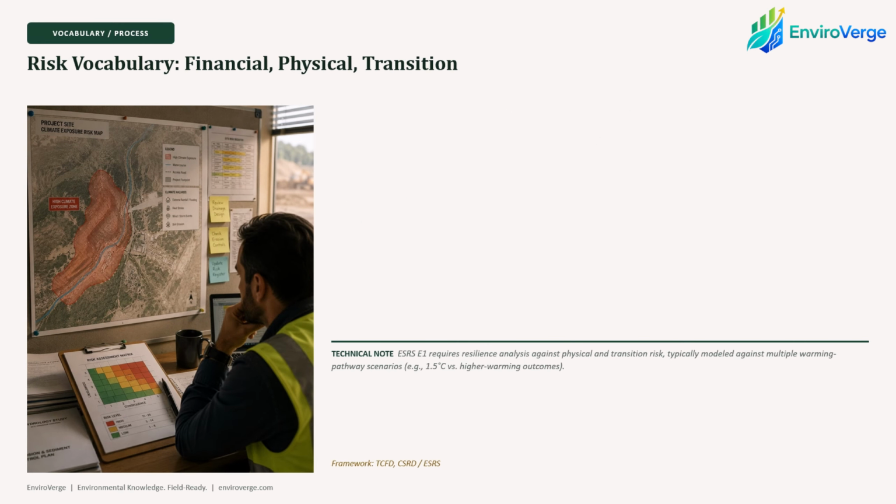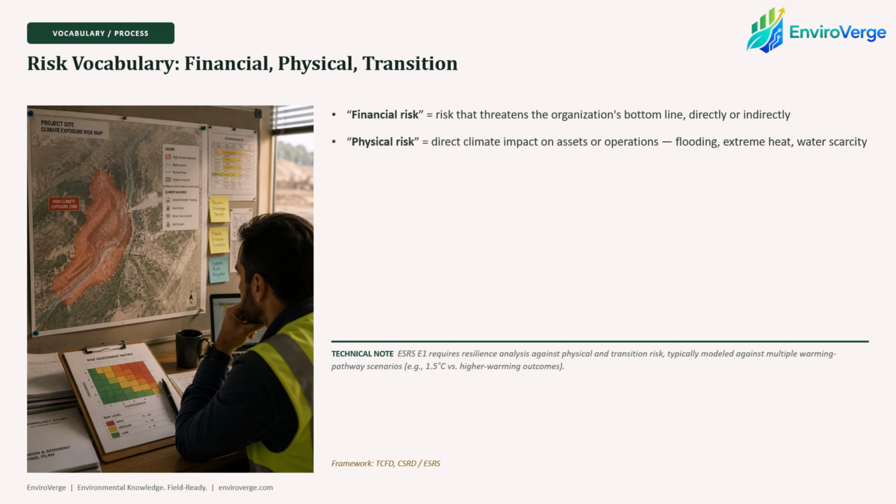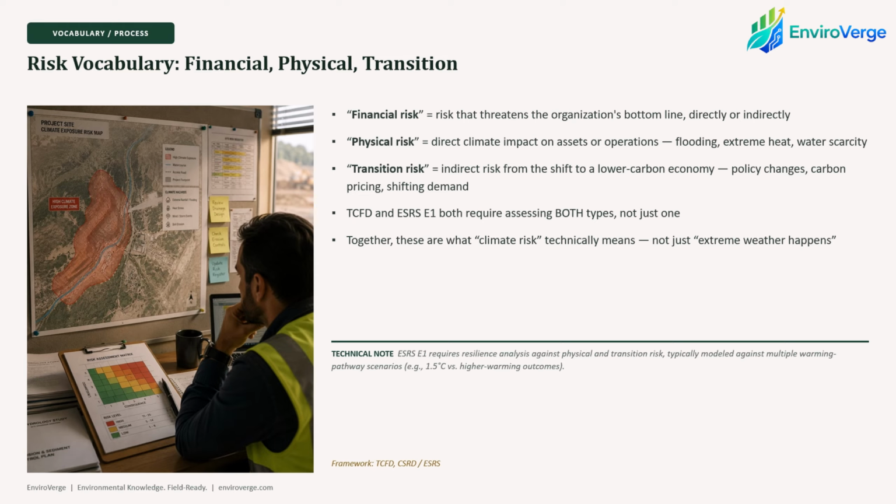Let's talk about climate risk, because that phrase is doing more work than people realize. Financial risk is the broad category, anything that threatens the organization's bottom line. Inside climate specifically, there are two flavors. Physical risk is direct: flooding, extreme heat, water scarcity hitting your actual site. Transition risk is indirect: policy changes, carbon pricing, markets shifting under a lower carbon economy. TCFD and ESRS both require you to assess both types, not just the obvious one. Together, that's what climate risk technically means, not just the weather's getting worse.